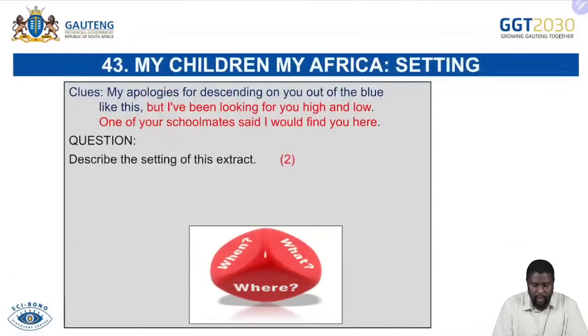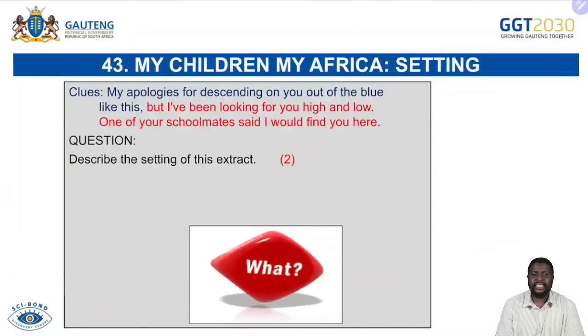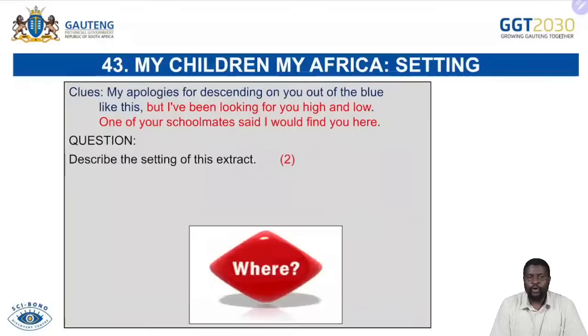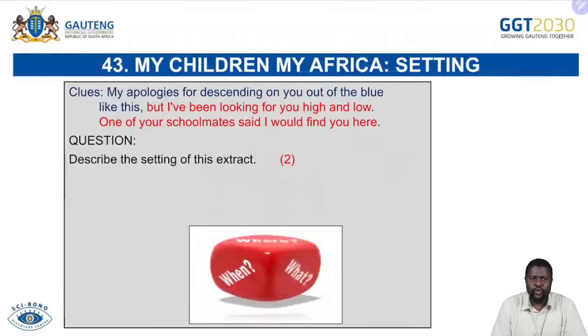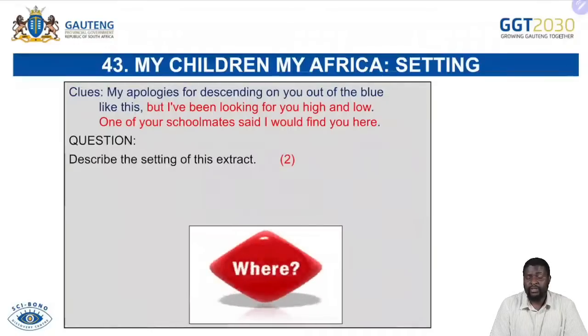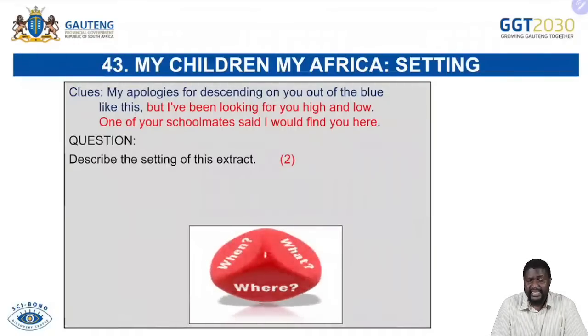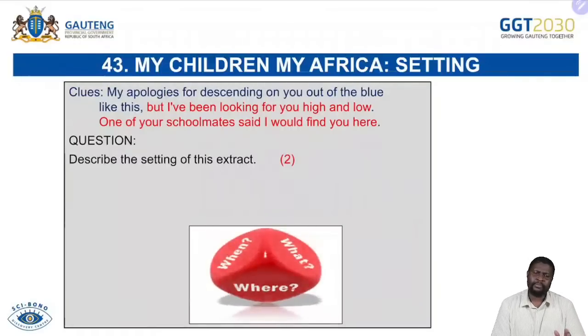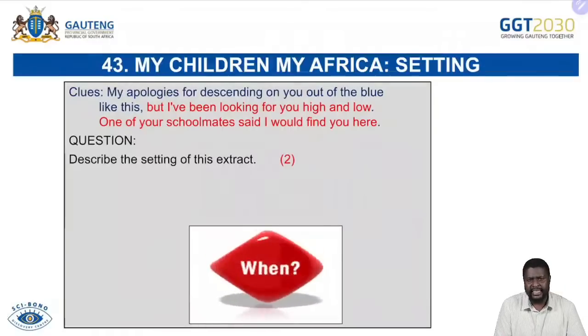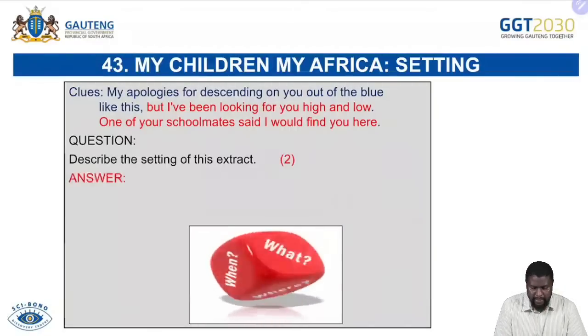Where? Looking for you high and low. So where and when? Describe the setting of this extract. Timeline of events. Act 1, Scene 1, what is happening? Act 1, Scene 2, what is happening? Now, we have given you Act 1, Scene 3. But this is during. Remember, you must remember what happened before, and what happens after this extract. What is happening here? Describe the extract.